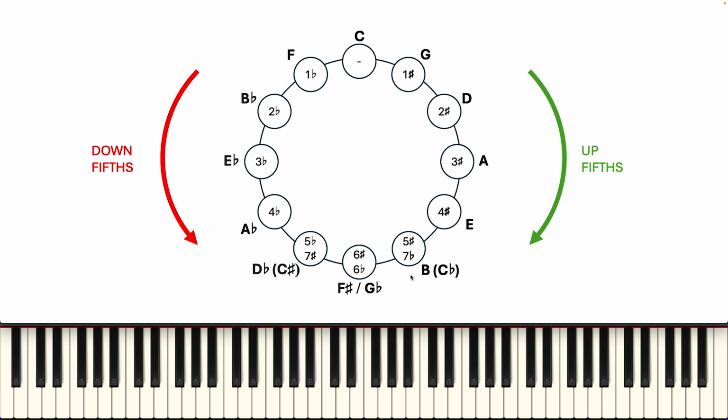And so you see here the overlaps. On this side here, usually the B is favored. On this side here, usually the D flat is favored. And on this side, it's 50-50. And that's it for now.